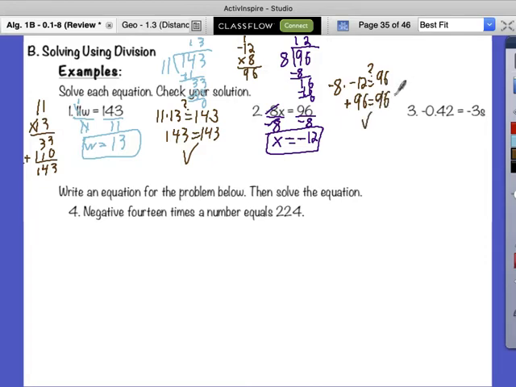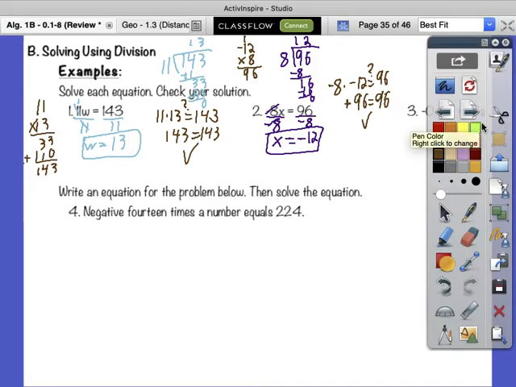Question on that one. Okay, on this last one, negative 0.42 equals negative 3 over s. Decimals, ooh, are we going to be scared of decimals? No. We're not going to be scared of decimals. We'll show those big bad decimals what's up, okay?